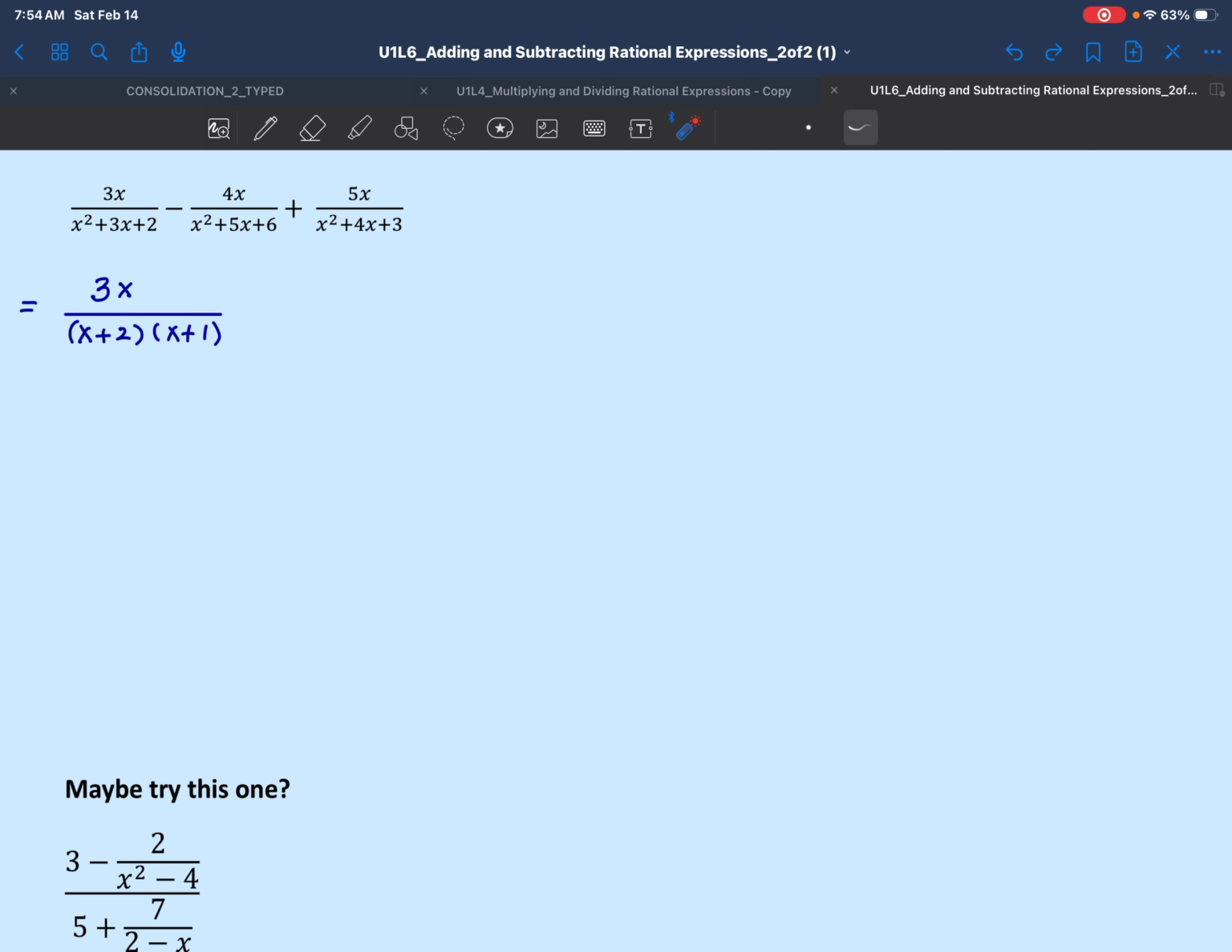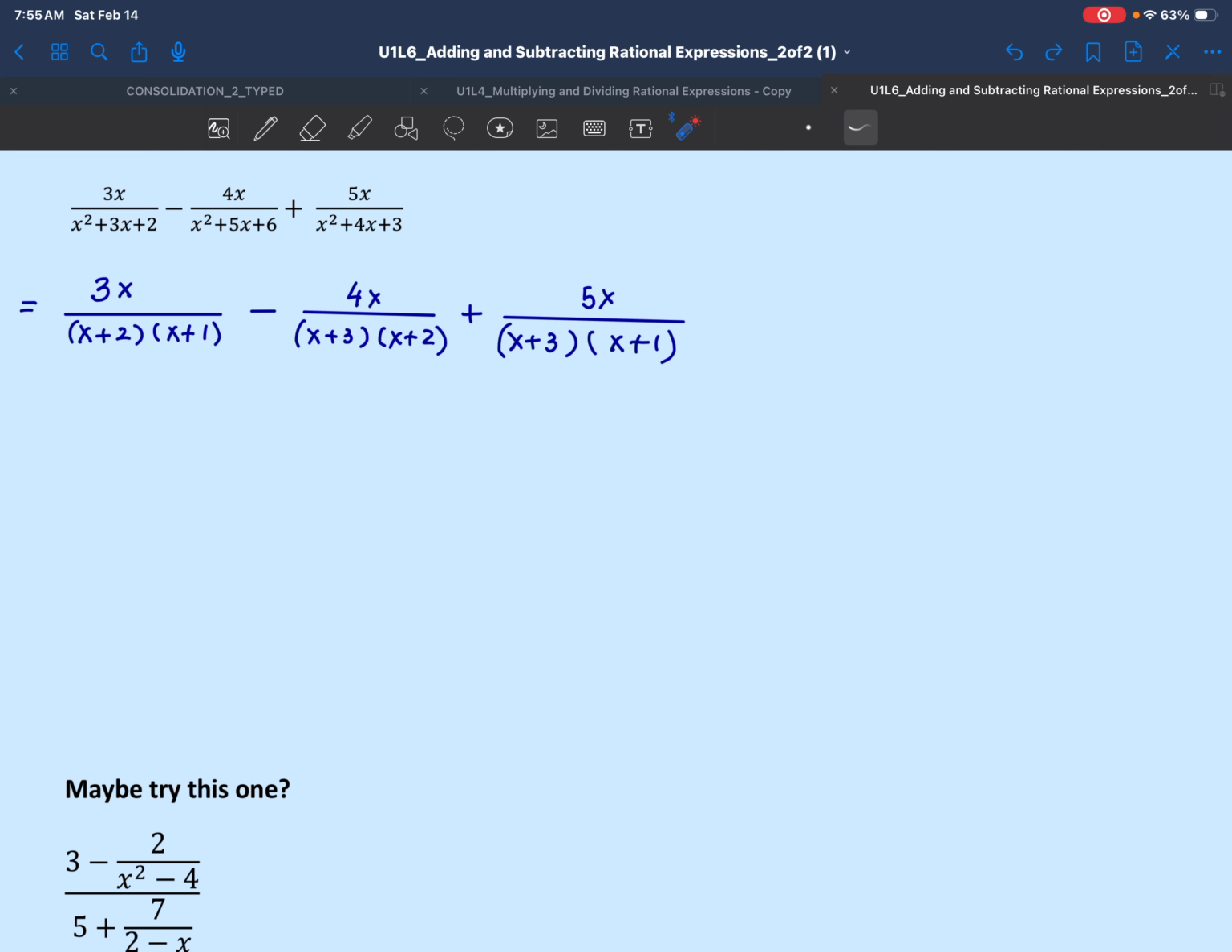Now next we have 4x over x squared plus 5x plus 6, which will factor into (x plus 3)(x plus 2), 3 times 2 is 6, 3 plus 2 is 5. And then last, we have 5x over x squared plus 4x plus 3, which factors into (x plus 3)(x plus 1). So 3 times 1 is 3, and 3 plus 1 is 4.